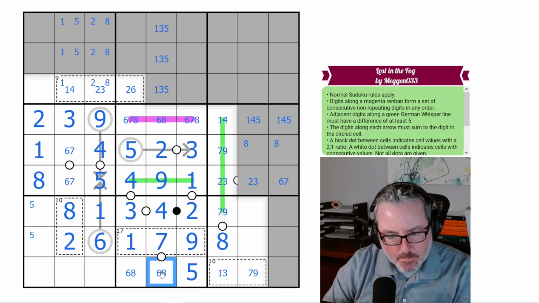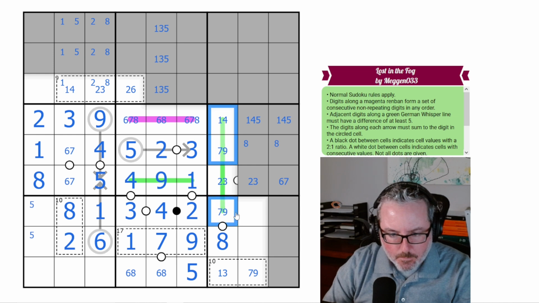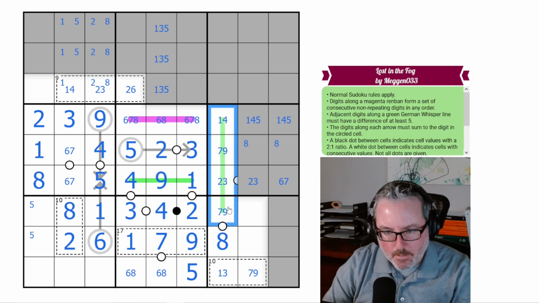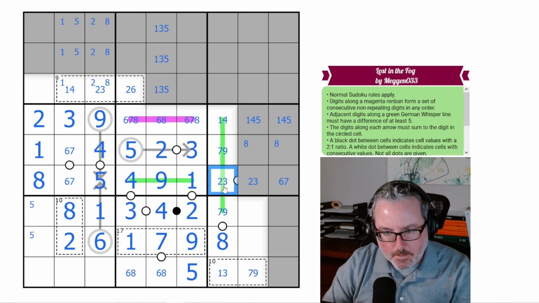This 7 could go with the 6 or an 8. I can't use that. This Renban is not reduced enough where I can do anything with it. This German Whisper, as we... oh, this can never be a 3. I wasn't paying much attention. I was looking at the 1-7s and not looking at this. If this was ever a 3, this would have to be 7-9, and that would break. So this is 2 and 3.